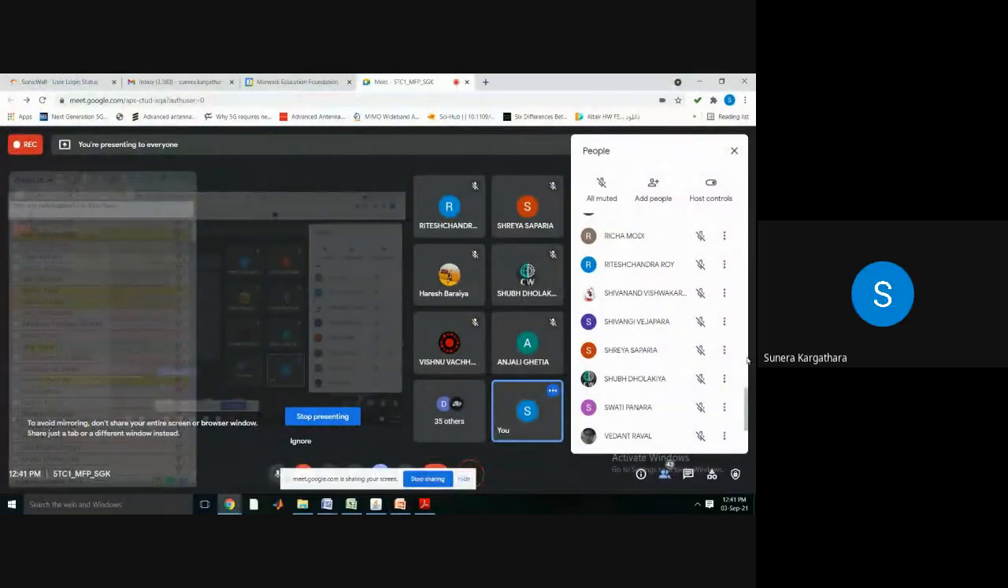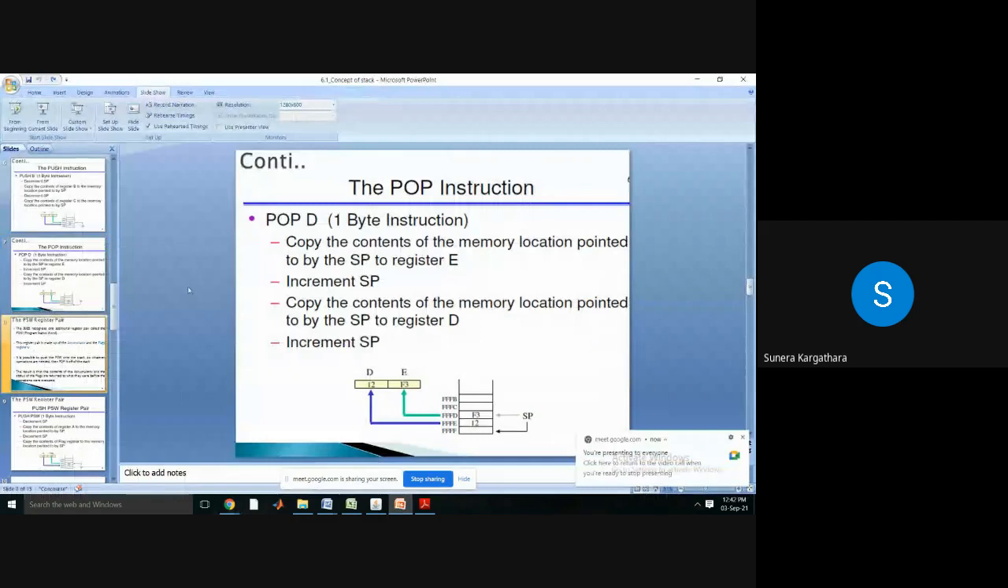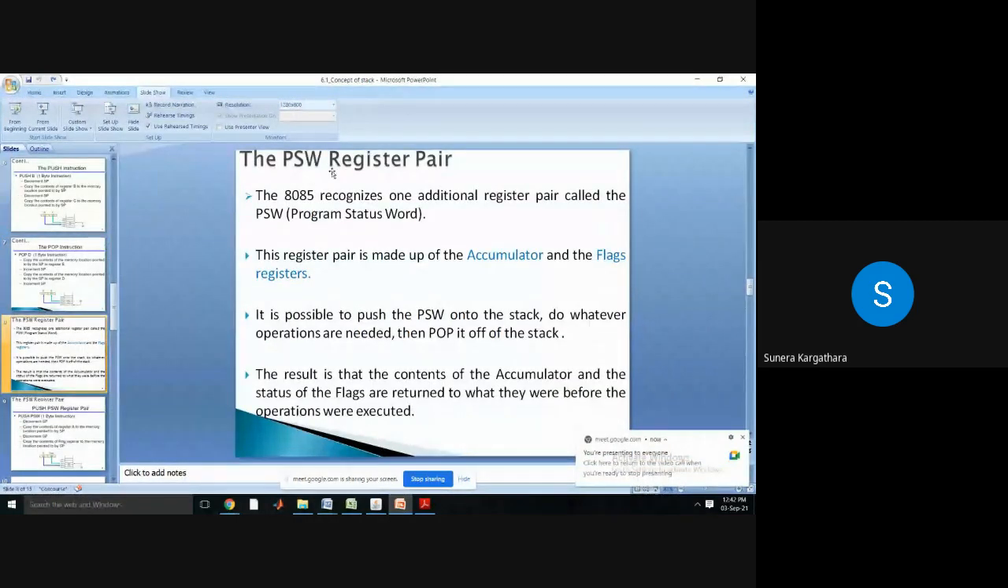Now students, just make sure we have three register pairs, which are the BC pair, DE pair and HL pair, right? Along with that, you can consider the pairing of accumulator with the flag register as well. Accumulator can be paired with flag register and combinedly it is known as PSW, program status word. Accumulator is 8-bit, flag register is also 8-bit.